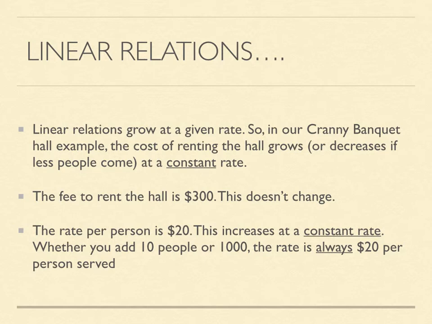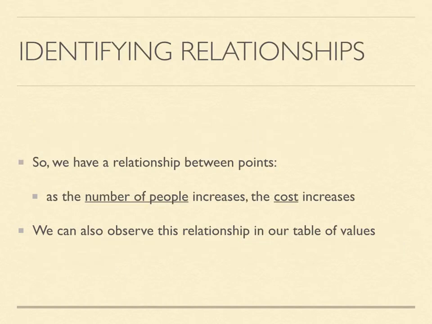So that's what changes. If you have one person come, you're only going to pay an additional $20 over the cost of the room rental fee. But if you have 1,000 people, you're going to be paying quite a lot more over and above that rental fee for the room. So to identify relationships, we have a relationship between points. As the number of people increases, the cost increases. So the cost is dependent on the number of people that attend. Okay, we also can see this relationship in our table of values.